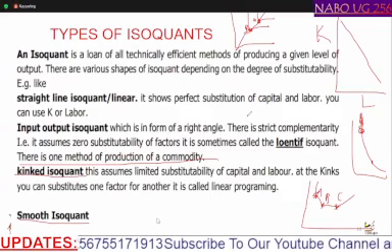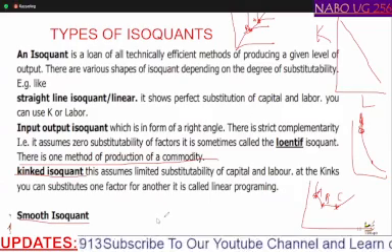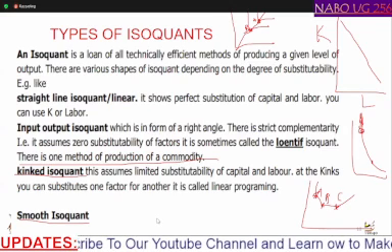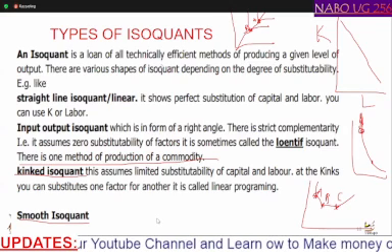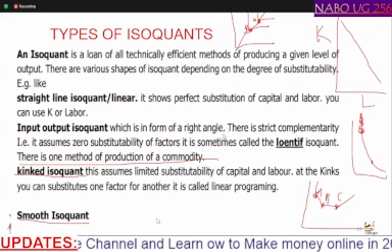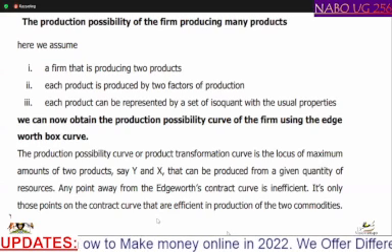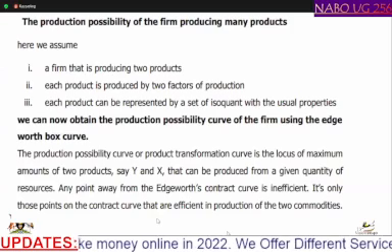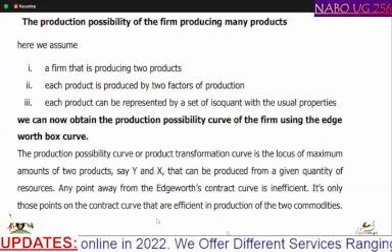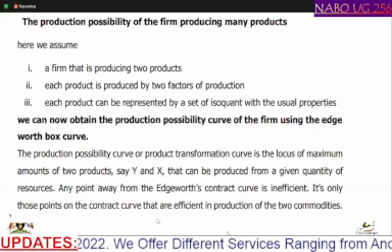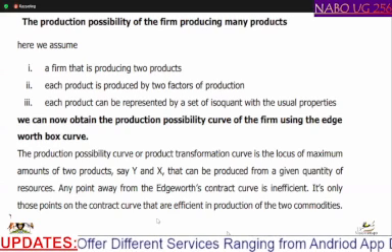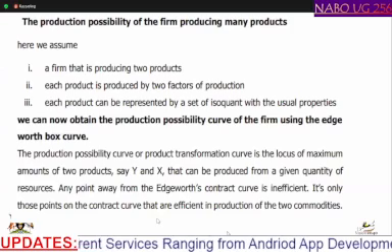The last two slides, which I'm ending my lecture there. If you talk about the production possibility of a farm producing many products, how do you represent it? Have you started about the PPF? Yes, we did. If you started about the PPF, well and good.